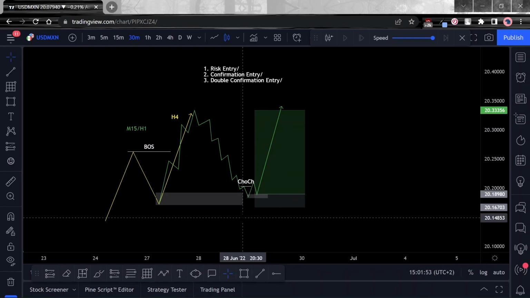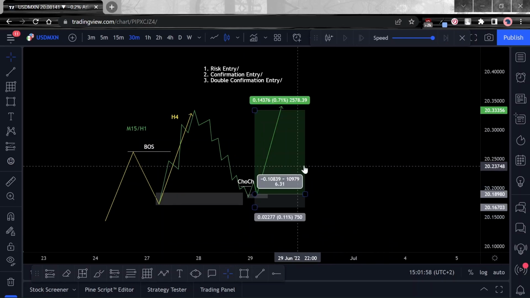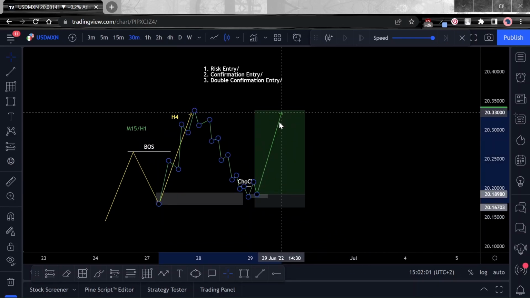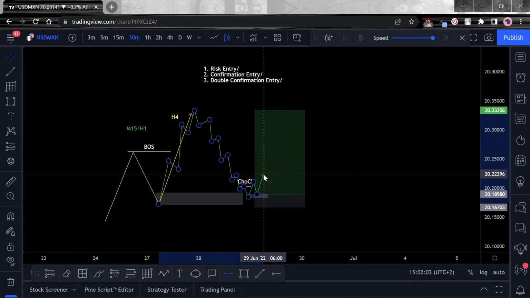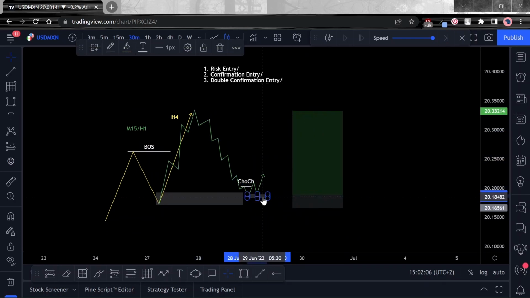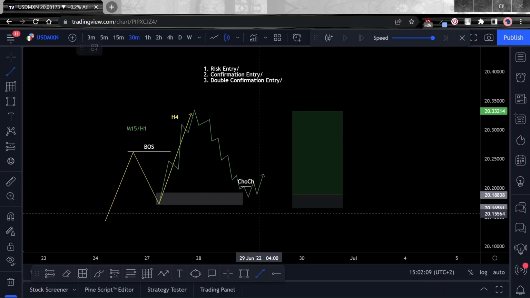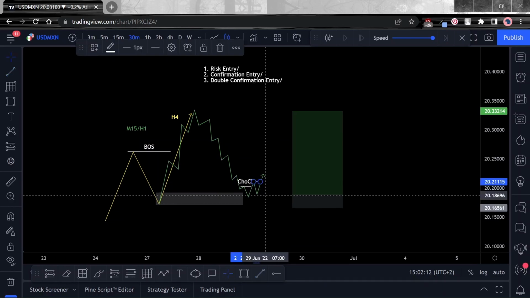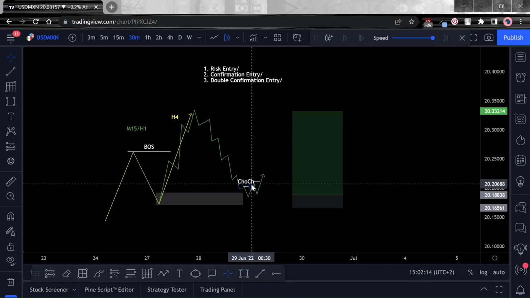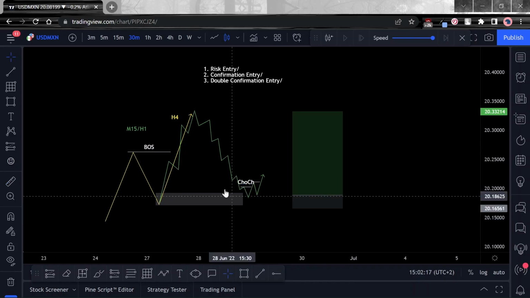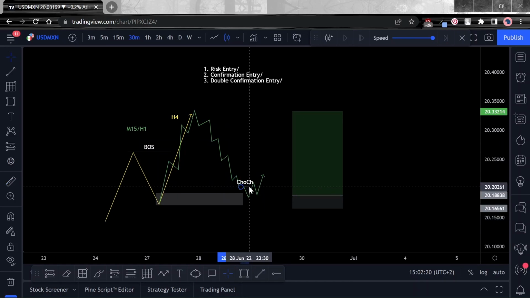Because we know that in the lower time frames, a lot of things look like changes of character, right? And then we've got what we call the double confirmation. So what happens with the double confirmation is simply that when price breaks a second time to give you this sort of bullish change of character, let me just make sure it's a bit neater.